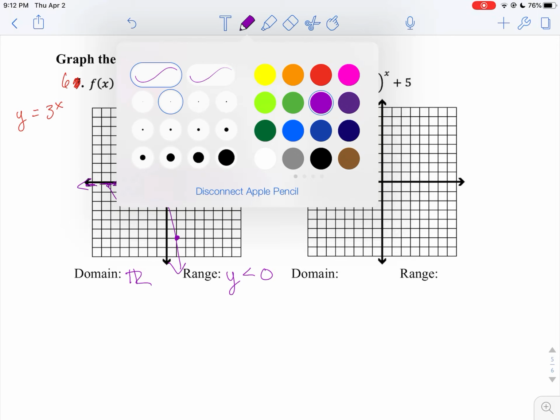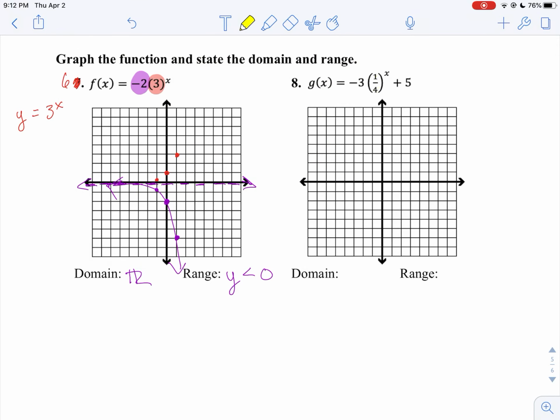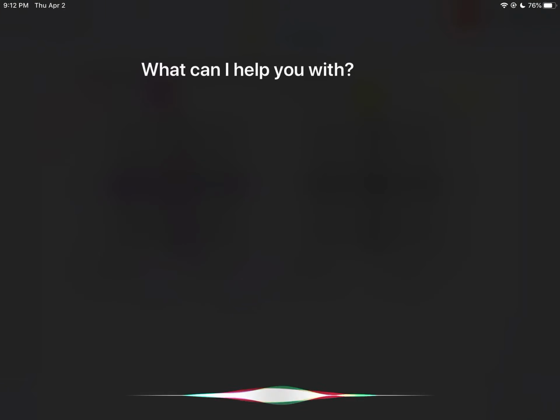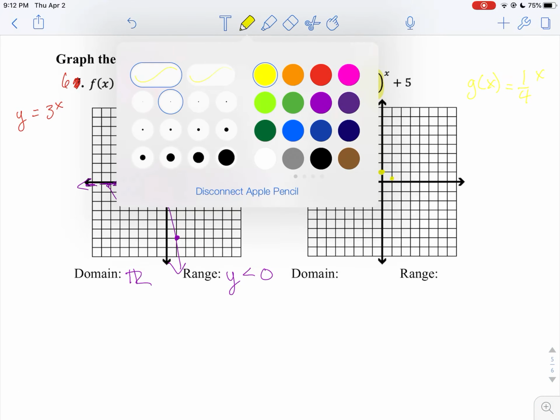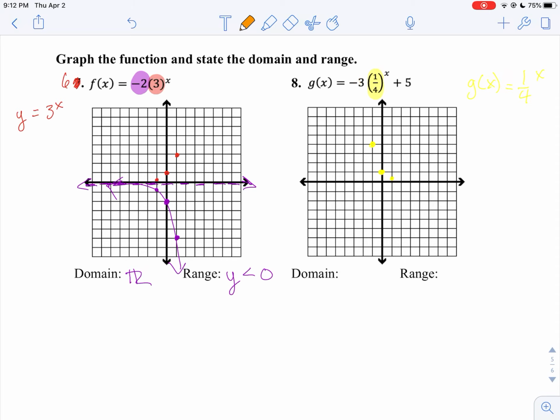And so for this last graph, if I do that basic parent function as g of x equals 1/4 to the x power, then I would have points at (-1, 4), (0, 1), and then (1, 1/4). But I'm going to do a couple things to the graph this time. I'm going to multiply the y value by -3, and I'm going to add 5.